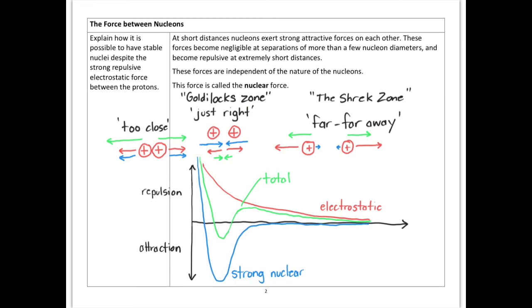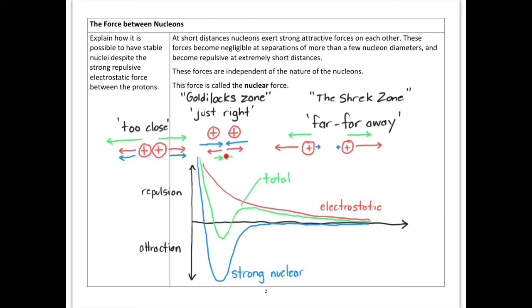So, let's use a little fairy tale analogy here. Out in this region here, the electrostatic force, the red, is much greater in magnitude than the nuclear force. So overwhelmingly, the green line here is repulsion. So we're going to call this the Shrek zone, the far, far away zone. If these two things are too far away, the red indicates the electrostatic force, the blue the nuclear force, the green the total, same as in the diagram below. So you can see the net force here is repulsion.